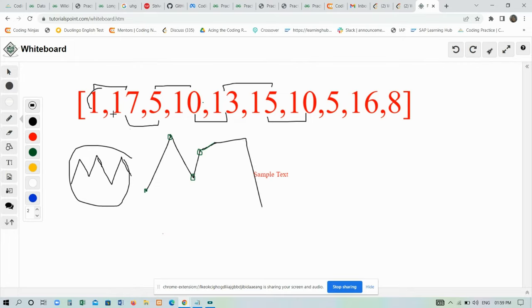At this point, we can ignore both of these points and directly jump to this point 10, which will contribute to the wiggle subsequence. That is the trend which is given in the question. Talking about the next difference, between 5 and 10, which comes out to be, oh I'm sorry, which comes out to be minus 5.